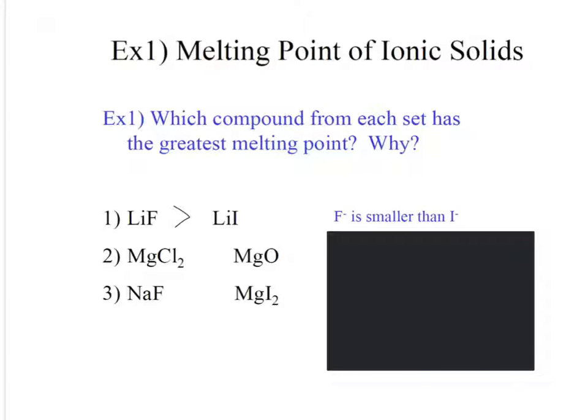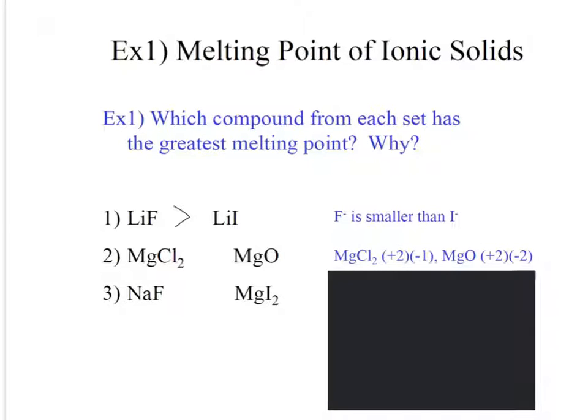Magnesium chloride or magnesium oxide, which one? So here we need to look at their charges since they're on the same side. Magnesium has a +2 charge, chlorine has a -1 charge, whereas magnesium has a +2 charge and oxygen has a -2 charge. So magnesium oxide would have a greater melting point.